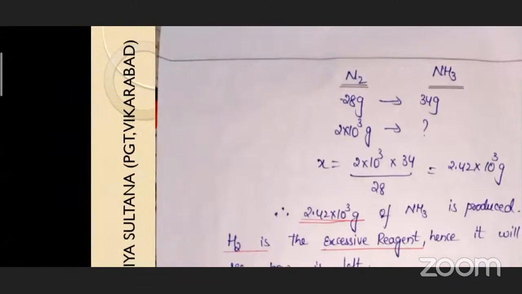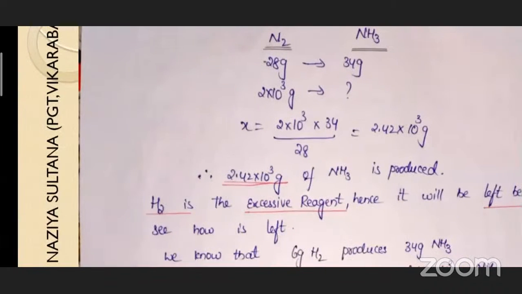So again, same, cross multiplication only. 28 grams produces 34. 2 into 10 to the power of 3 produces how much? Upon calculation, we'll get 2.42 into 10 to the power of 3 grams. So this is the amount of ammonia produced.